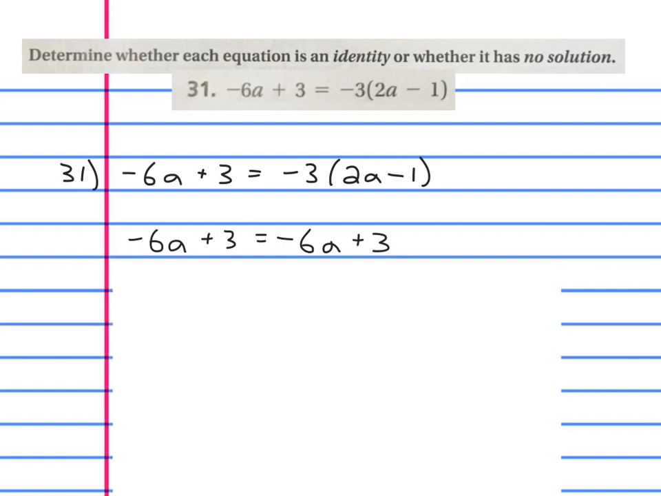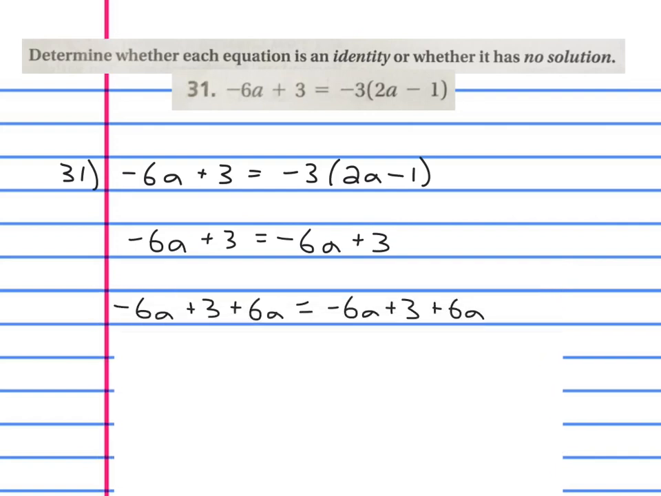See how that's the same on both sides? That's what an identity is. Okay, we're saying this is equal to itself. Of course it is. In every case it's going to be, right? No matter what a is, taking -6 of that amount and adding 3 is always going to be the same as taking -6 of that amount and adding 3, because you're doing the exact same thing.